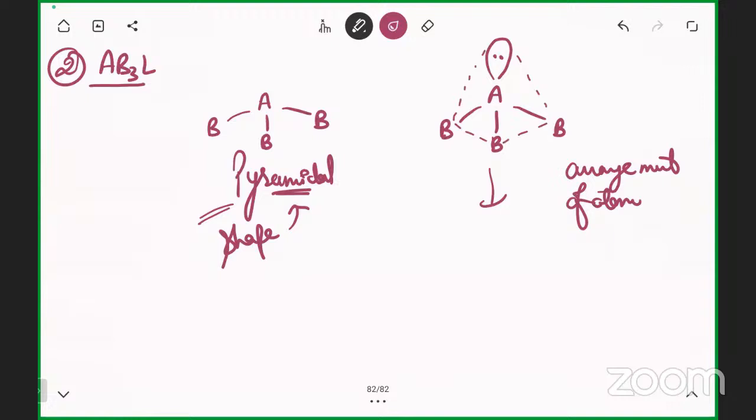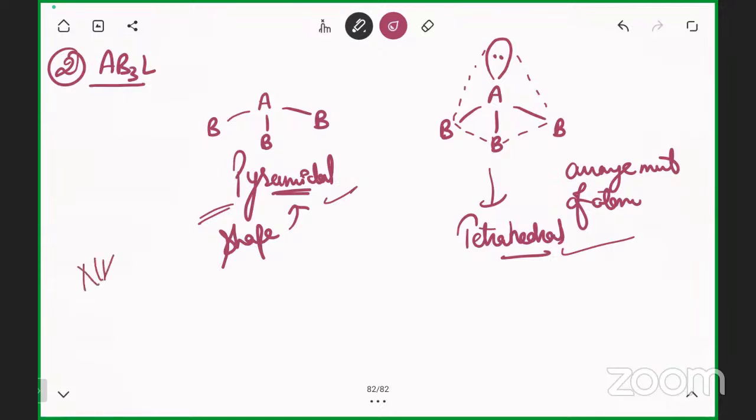So if I consider the lone pair, it was tetrahedral. But because we don't write the lone pair, if anyone asks the geometry, you will say tetrahedral. If someone asks the shape, you will say pyramidal.